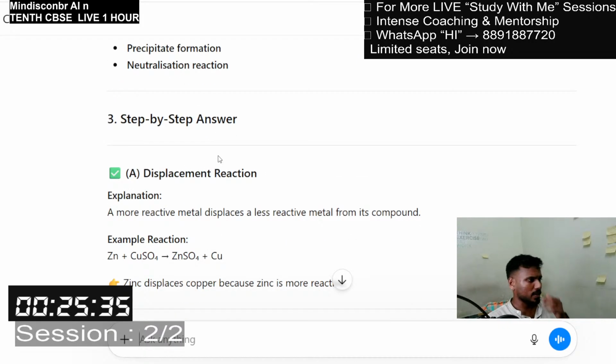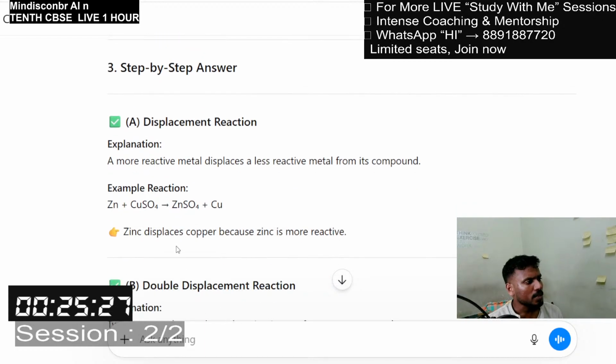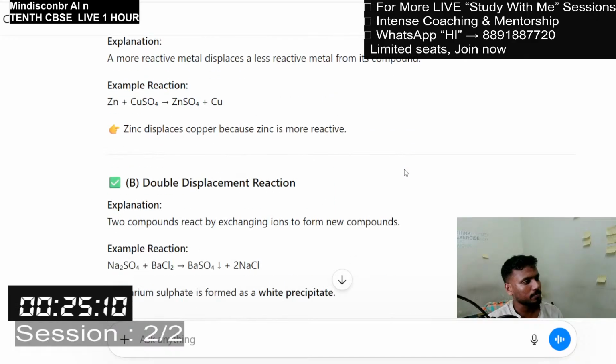Step by step answer. Displacement reaction: a more reactive metal displaces a less reactive metal from its compound. An example is Zn plus CuSO4 gives ZnSO4 plus Cu. Zinc displaces copper because zinc is more reactive. We have studied the reactivity series earlier, and we have looked at the order. You have to study that reactivity series, at least that many elements of the reactivity series.